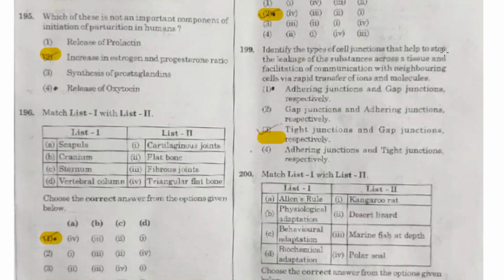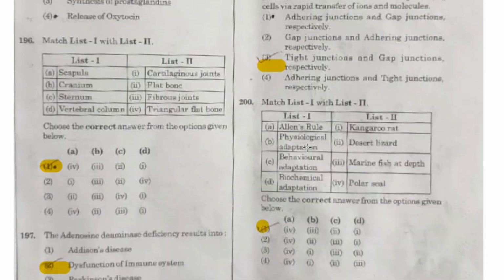Identify the type of cell junction that helps to stop the leakage. Here itself you can understand tight junction, and then the communication gap, you could say. So this is the gap junction. So tight junction, and communication gap only we'll be talking. With that you can remember. So communication means gap junction.